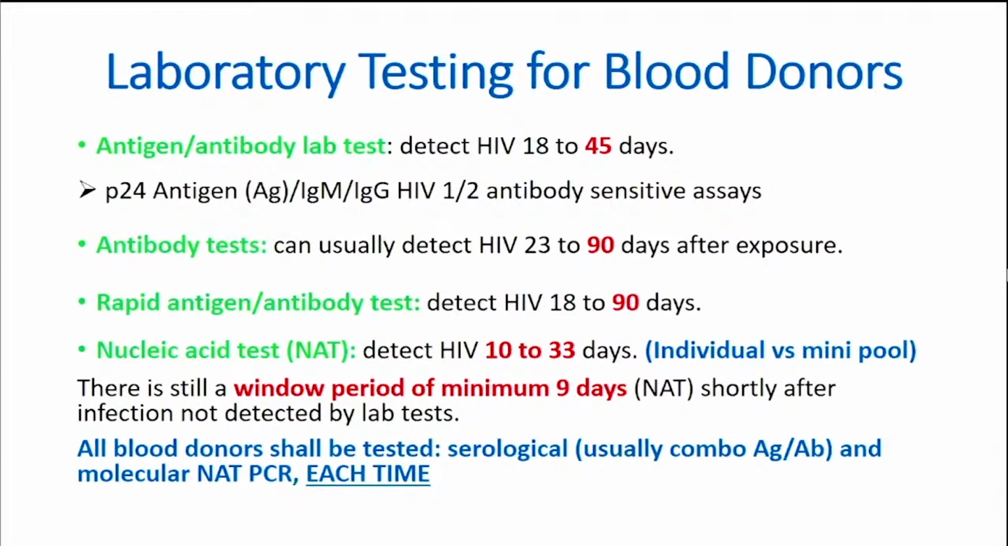For the window period, it is up to 45 days, so we may lapse 24 days in detecting infected donors. Antibody testing alone without the antigen is up to 90 days, and the same goes for rapid antigen tests. Nucleic acid testing can decrease the window period to 10 days.